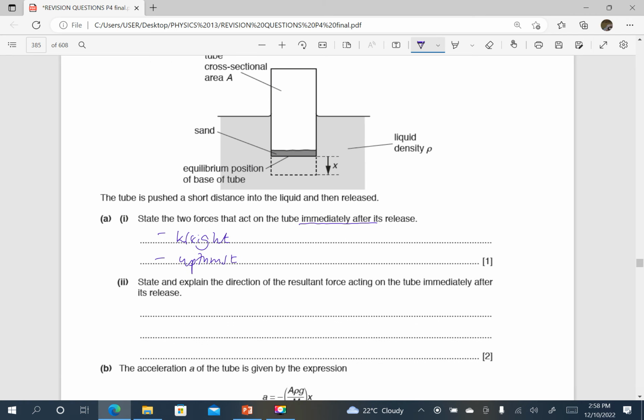State and explain the direction of the resultant force acting on the tube immediately after it is released. Because it is displaced below equilibrium, immediately it is released, the upthrust is greater than the weight, so the resultant force is upwards. So the upthrust is greater than the weight. So the resultant force is upwards.